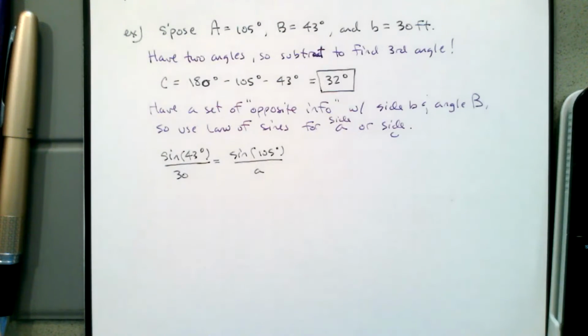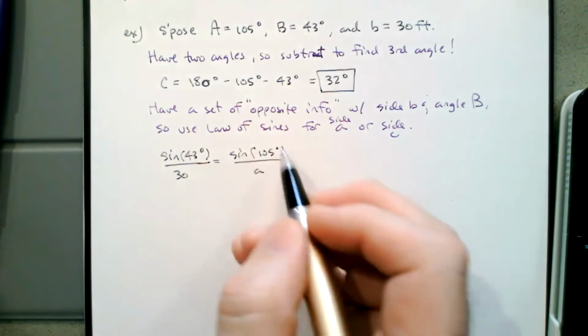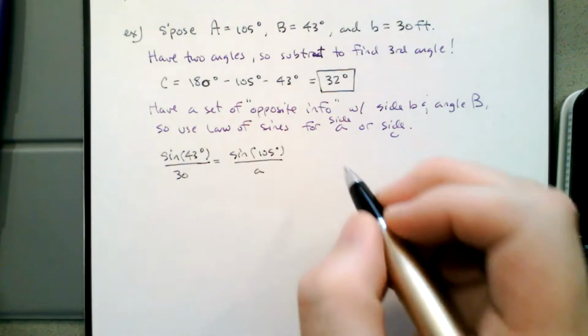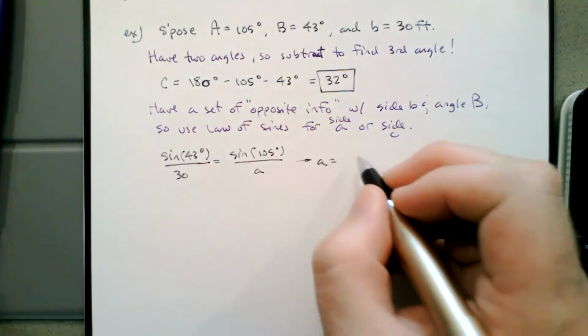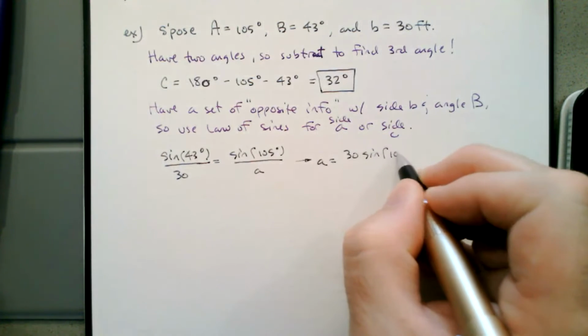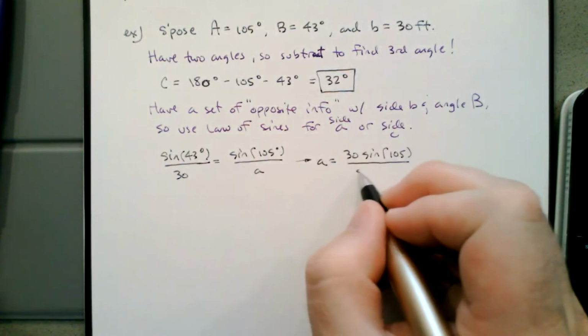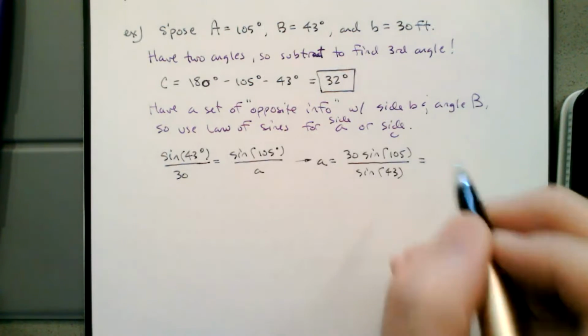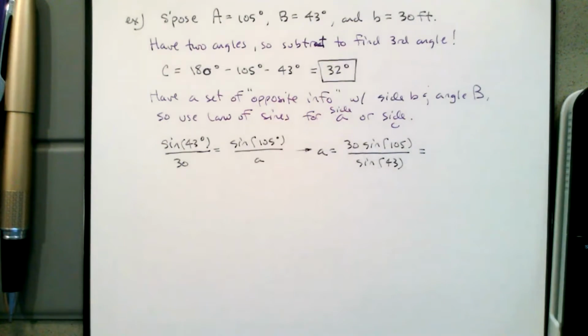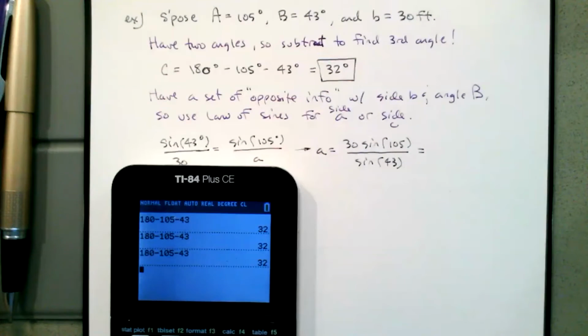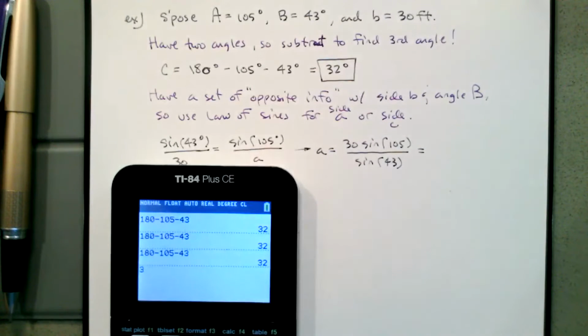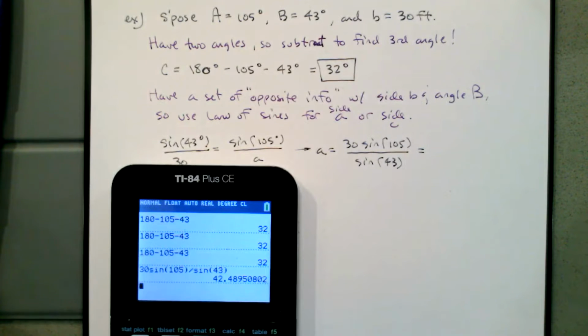Now I just need to solve for A. So I'll multiply by the 30, or I'll flip things over, divide by the 30, and multiply by sine of 43. A is going to be 30 times the sine of 105 divided by the sine of 43. And we'll just drop this into our calculating machine and do 30 degrees. Okay, I did put it back in degrees after my shenanigans. 30 times the sine of 105, close parentheses, divide by the sine of 43, close those parentheses too, because we're building good habits. And then we'll get 42.5 feet.